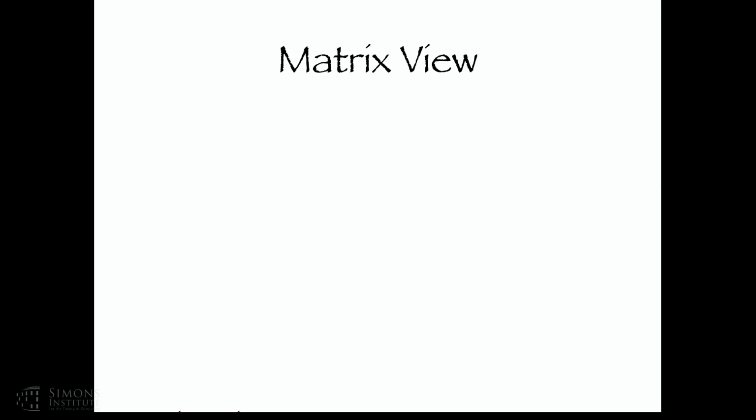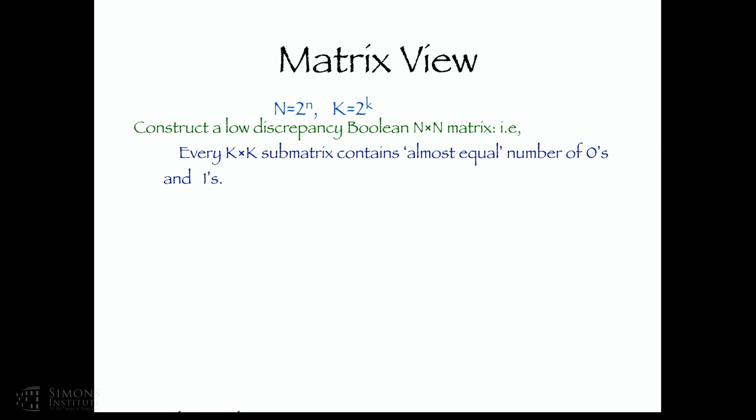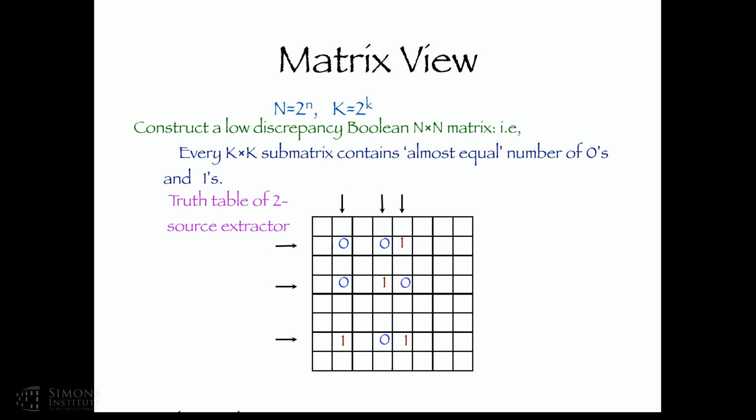All right. There's a very nice matrix way of viewing a two-source extractor. In particular, it's a truth table of the two-source extractor. You think of the row index as the input from the first source, the column index as the input from the second source. So there are 2 power n rows, 2 power n columns corresponding to each n-bit string. And the entry corresponding to it is the output of the extractor, right?